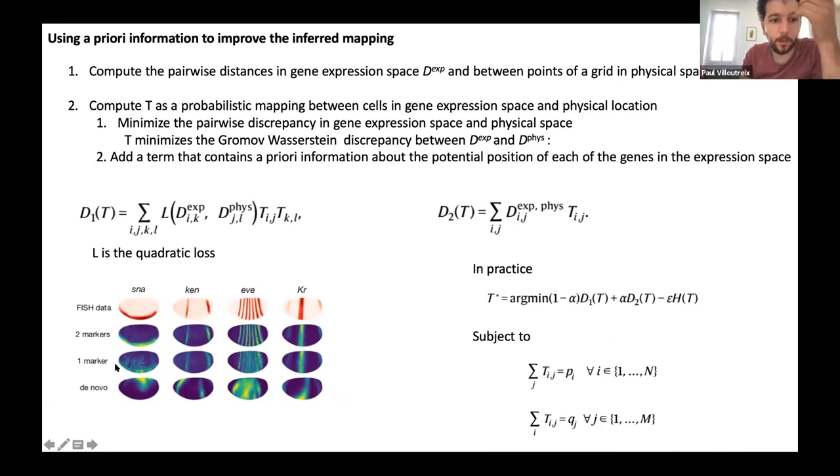So here it's when you use one of the genes obtained from in situ hybridization as a reporter, as a priori information. And in that case, it's when you have two genes from in situ hybridization that you included as a priori information. So here, for example, the stripes of Eve are much better predicted. The stripe of KR is also much better predicted, and especially snail here, instead of having a blob that is not in the right direction, is much better predicted.